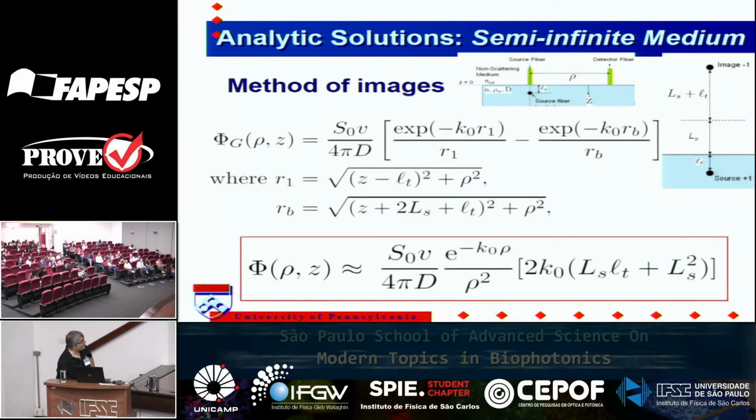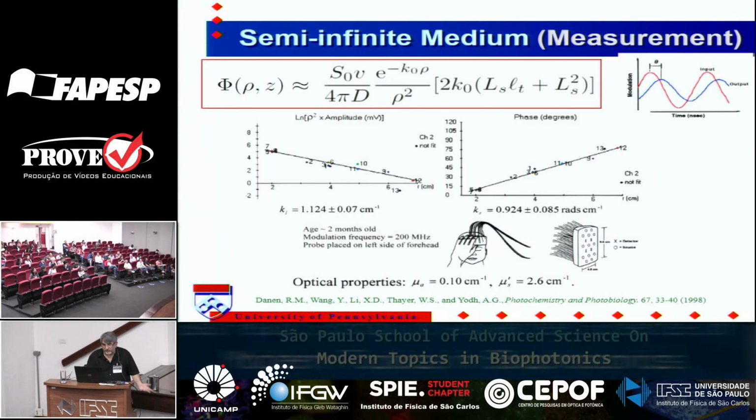You can make some approximations about it, and you get a pretty simple solution for how your signal should change as a function of separation on the surface. And I just draw your attention, it's exponential, but it depends on 1 over the separation squared. In the infinite media, it depended on 1 over the separation. And so here's a measurement. This is sort of the workhorse approach of the field at some level.